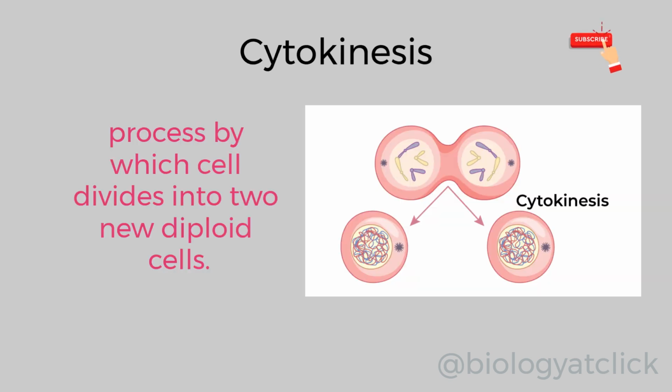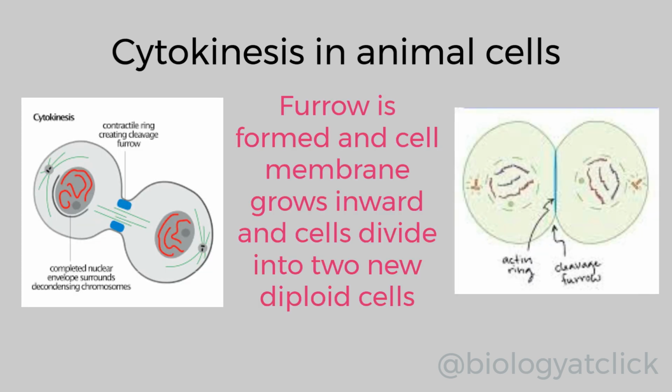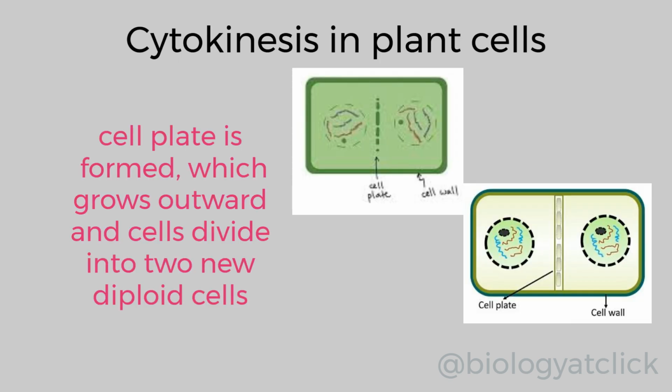The last topic of today's video is cytokinesis. It is the division of the cytoplasm which forms two new diploid cells that contain the exact same genetic material as the parent cell. In animal cells, as they possess a flexible outer cell membrane, the cell membrane starts to pinch inward until the two cells are formed. While plant cells have an outer rigid cell wall, so a plate begins to form in the middle which starts growing outward and divides the cell into two.